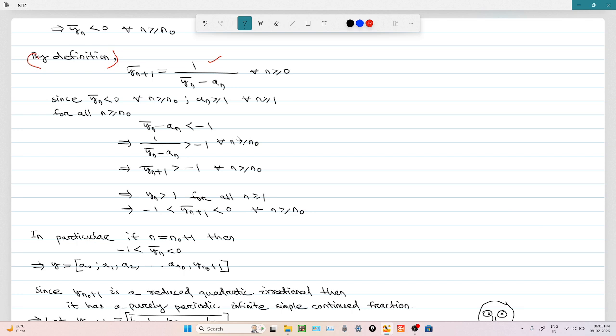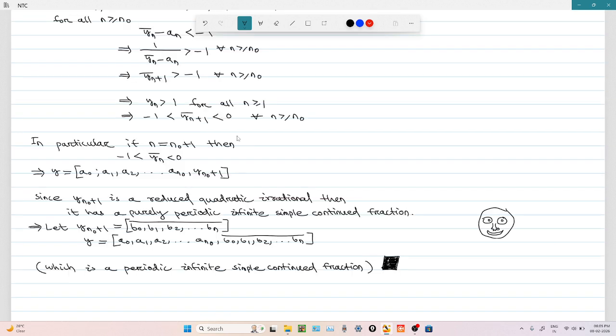That implies that minus 1 is less than or equal to y n plus 1 bar, which is less than or equal to 0, for all n greater than or equal to n0. In particular, if n equals n0 plus 1, then minus 1 is less than or equal to yn bar, which is less than or equal to 0, which implies y equals a0; a1 a2 an0, y n0 plus 1.